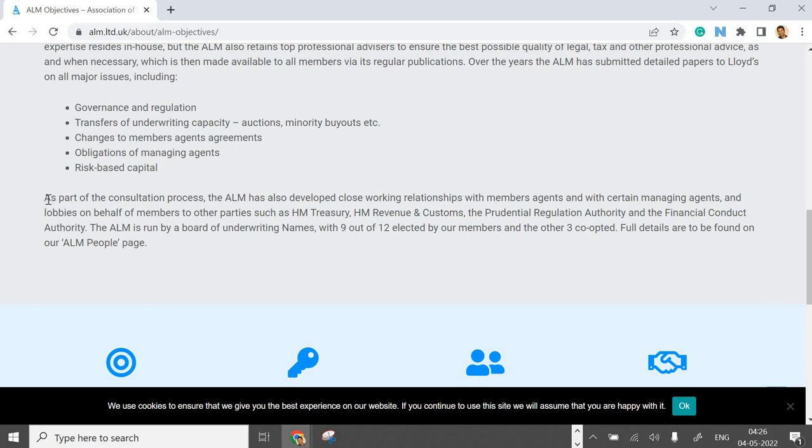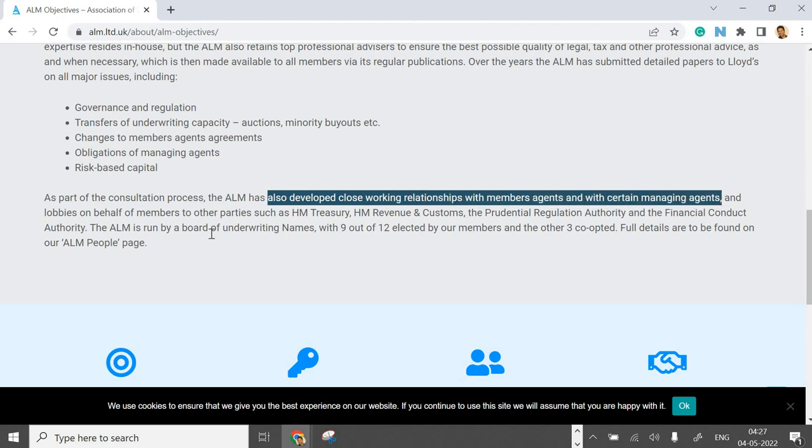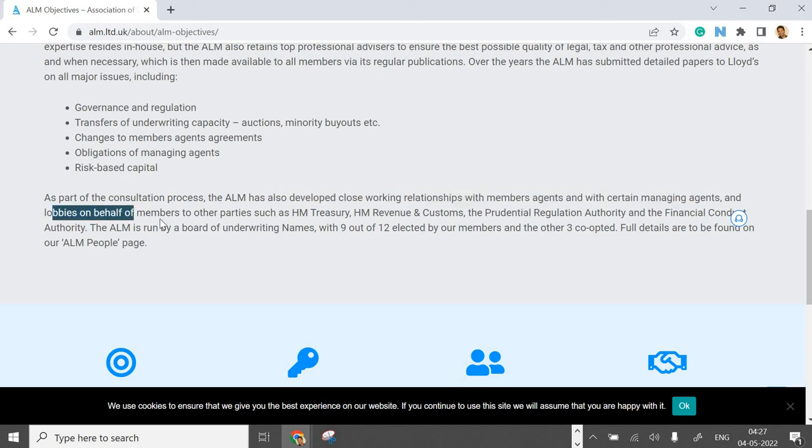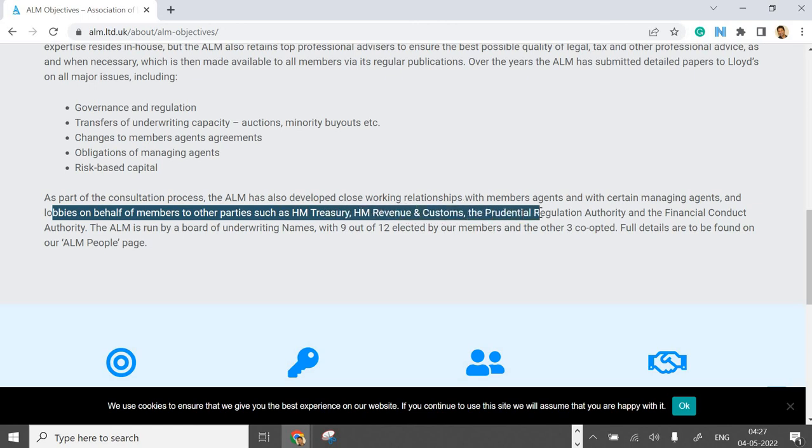Further down, as part of the consultation process, the ALM also develops close working relationships with members' agents and with certain managing agents, and lobbies on behalf of members to other parties such as HM Treasury, HM Revenue and Customs, and the FCA and PRA. Basically, the ALM protects the interests of individual capital providers, also called individual names, whether they have limited or unlimited liability.